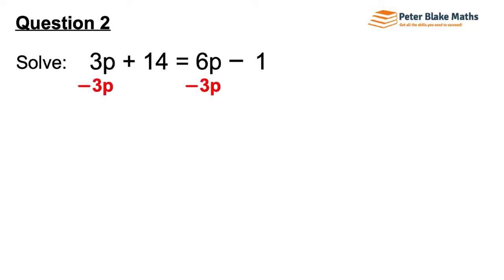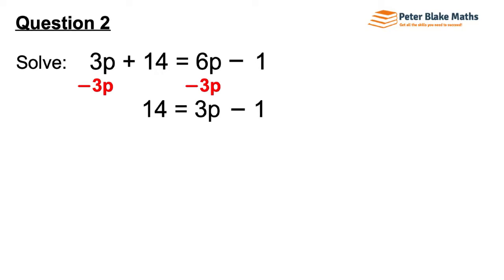Okay, let's take away 3p both sides. We consider that 3p to be a positive 3p or a plus 3p at the moment. So to do the opposite there, so we can move it, we'll minus 3p both sides. On the left hand side, the 3p and the minus 3p cancel out, leaving us with the 14. And we'll just process the 6p minus 3p, making 3p, and the minus 1 is still there.